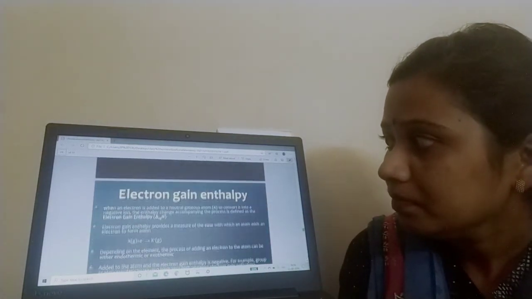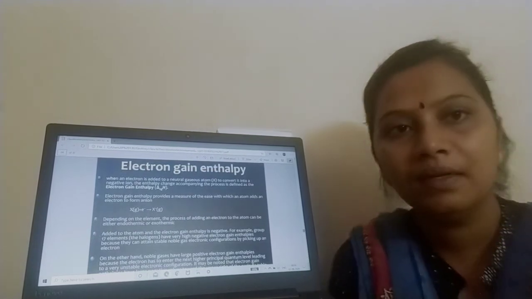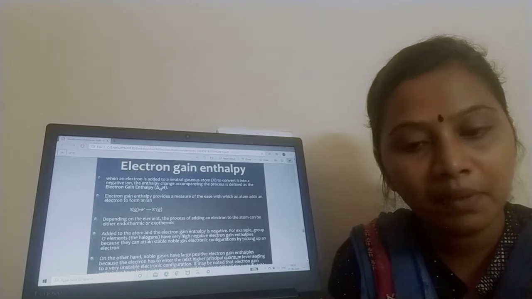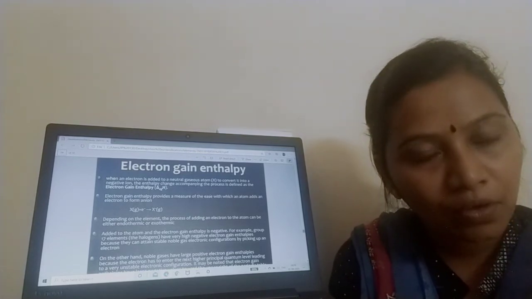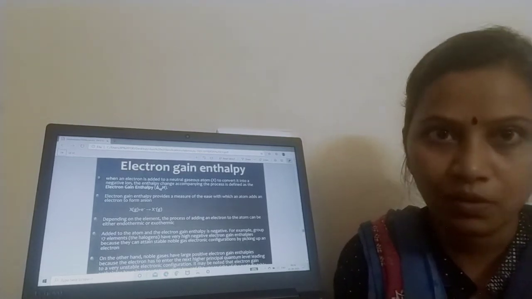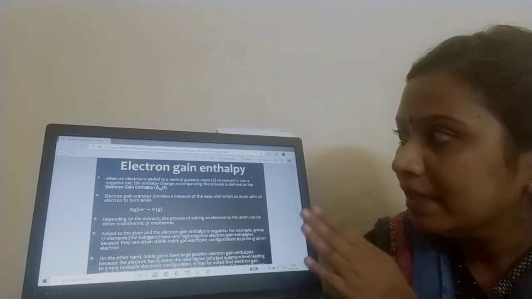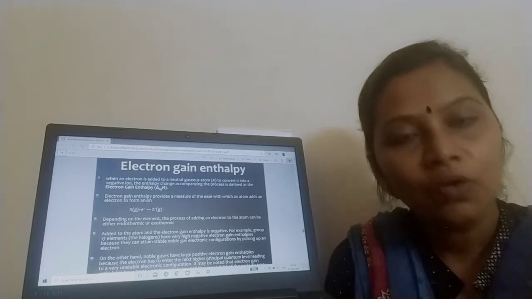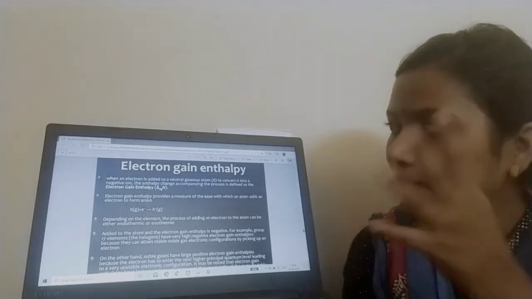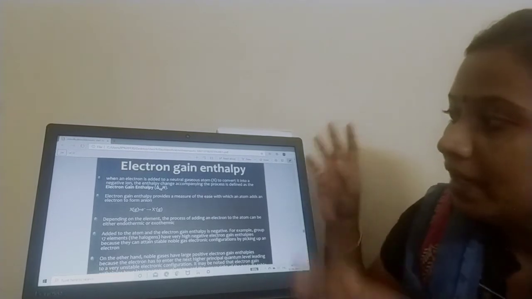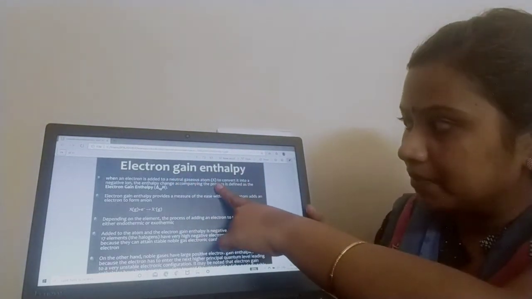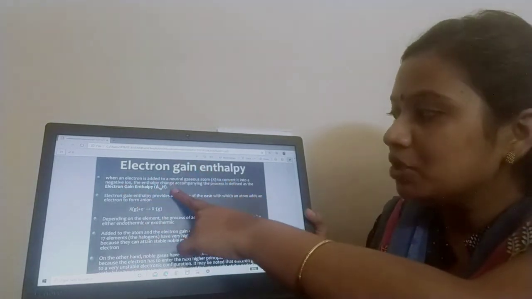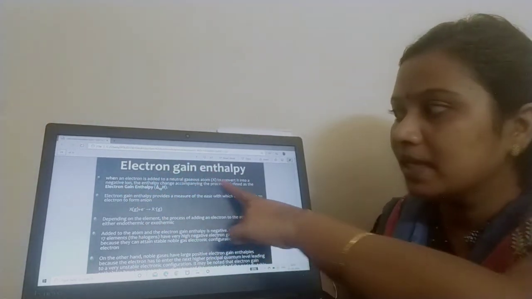Electron gain enthalpy can be literally opposite to ionization enthalpy. What is ionization enthalpy? The energy required to remove an electron from a gaseous atom in the ground state. And what is electron gain enthalpy? The process of gaining an electron by an atom. When an electron is added to a neutral gaseous atom, converting it to a negative ion, whatever enthalpy change accompanies this process is called electron gain enthalpy.